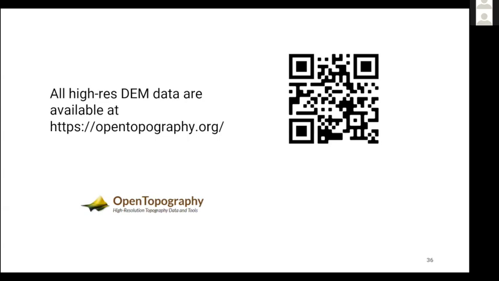Now, all these DEMs that I talked about, they are available at opentopography.org, which is a wonderful website that hosts a lot of high resolution data. So you can just take a screenshot of the QR code and it will lead you to this wonderful website, or just type in the URL.